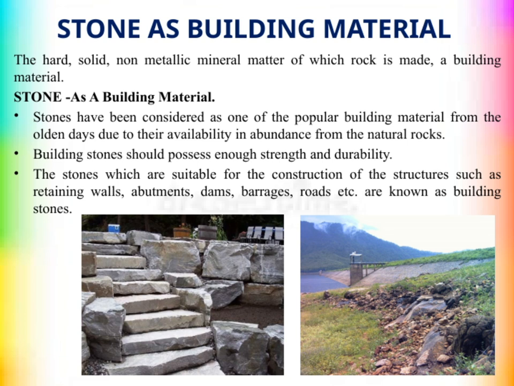Now, the stones we choose for specific structures, such as retaining walls, abutments, dams, barrages, and roads, are known as building stones. These stones need to be suitable for the purpose, meaning they should possess the right qualities to support the structure's function and withstand environmental conditions. So, in summary, stone as a building material combines natural abundance with essential properties like strength and durability, making it a cornerstone of construction throughout history and into the present day.